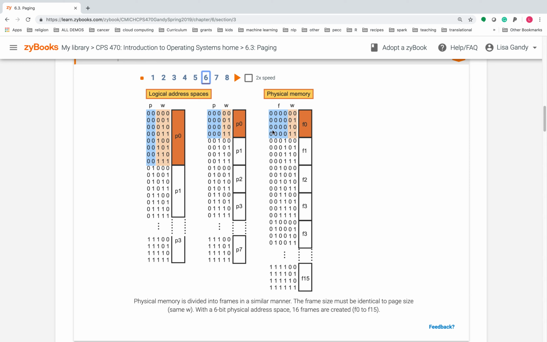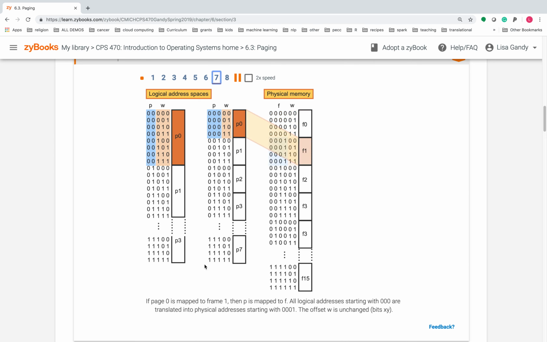So then with a 6-bit physical address space, 16 frames are created, 2 to the 4, 16. Our physical memory is always going to be bigger than our virtual memory, or it should be, because our programs are going to be smaller, right? So we have much more physical memory, so we can fit several different processes into that memory.